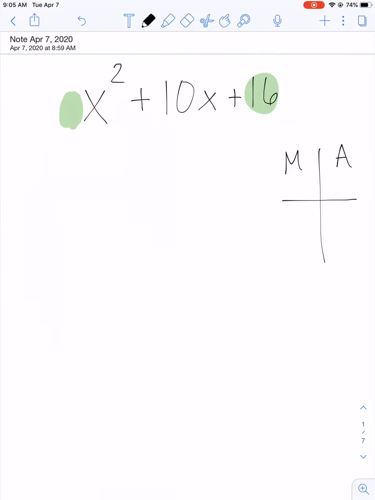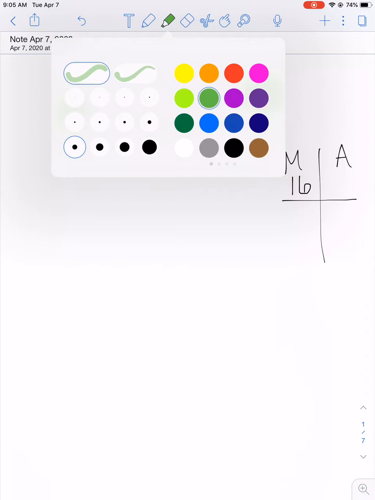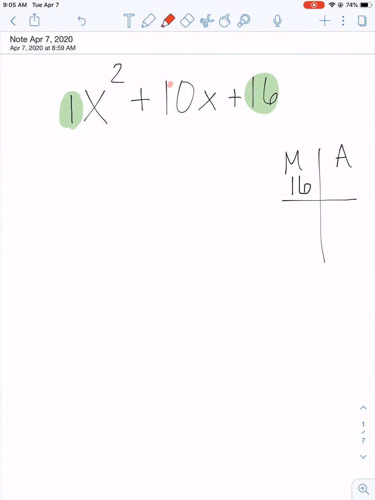Well, since there's no coefficient here, we know we can put a 1. 1 times 16 is 16. So right here for the m, I'm going to put 16. Now to find your a, you're just always going to pick your middle coefficient. So my a here is 10.